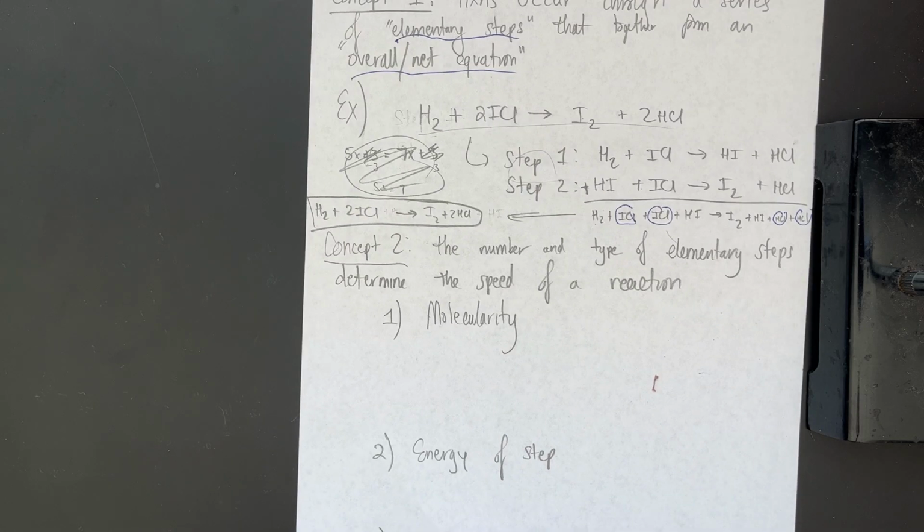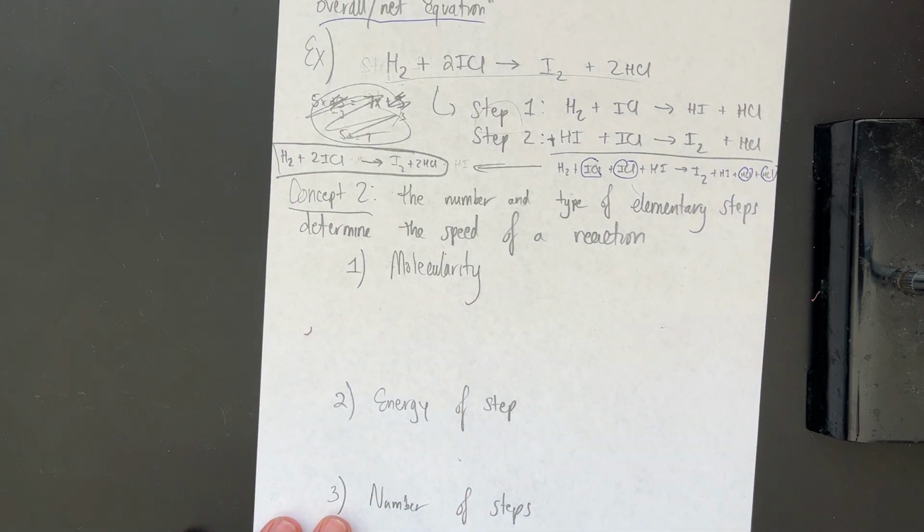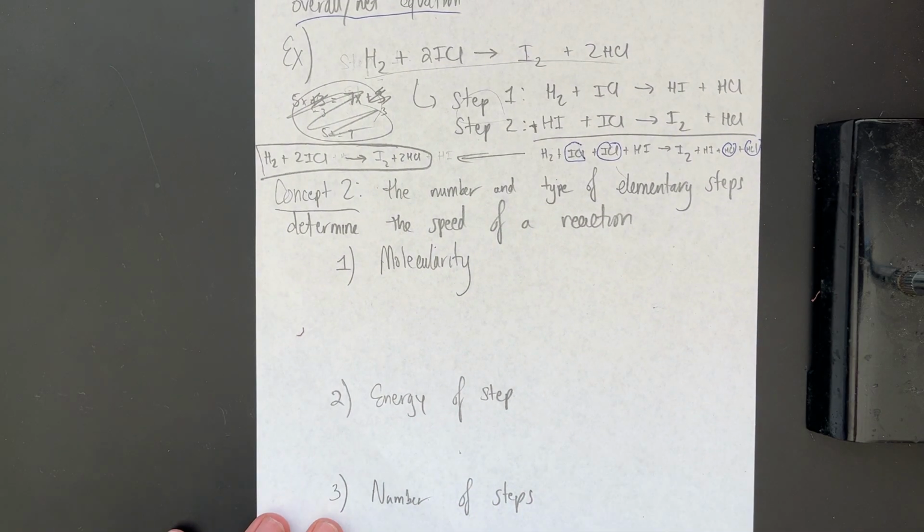Second concept is that the number and type of elementary steps are what determine the speed of reaction. In the same way that you come to a theater performance and you see the performance itself, what ultimately determines the quality of that performance is all the behind the scene things. And so here, if we can understand molecularity, energy of the step, and the number of steps, we'll understand what determines the speed of a reaction.